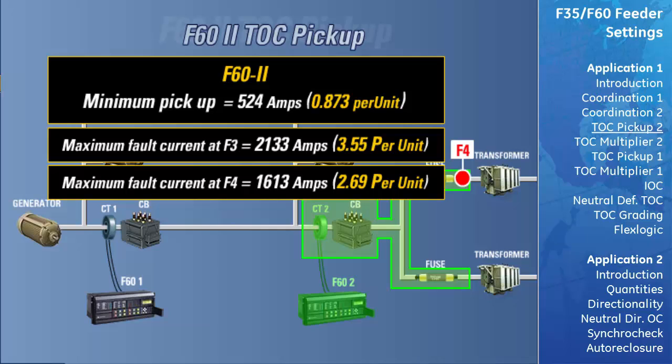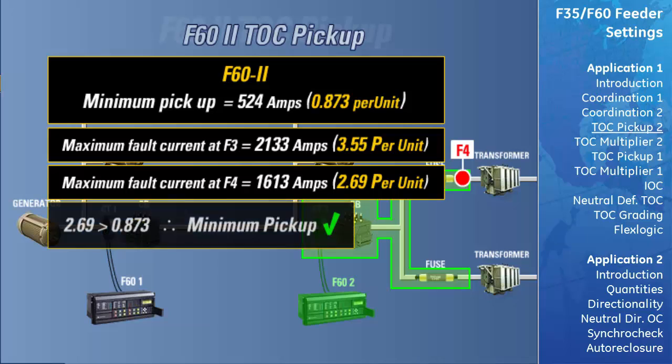Finally, we check to ensure that the minimum fault current at F4, for example 80% of F4's maximum fault current, or 1,290 amps, is higher than F60 II's TOC pickup of 524 amps, or 0.874 per unit. We can conclude that a pickup of 524 amps is appropriate for all fault conditions.